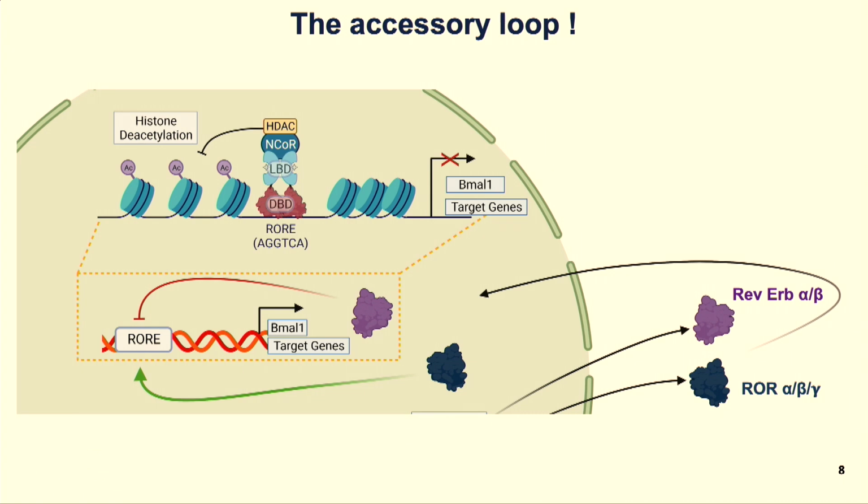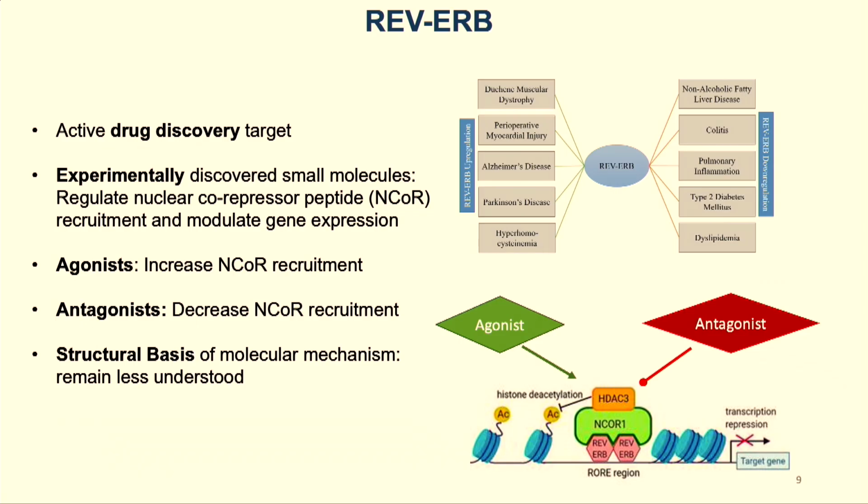So I'll be talking about this particular protein called Rev-Erb, which is a negative controller here. Essentially it is a transcriptional repressor. It's also a nuclear receptor, so essentially there are certain ligands which bind to it. It goes into the nucleus, binds to this region, and stops the transcription of these genes. So it's a negative regulator of this particular loop, and this is the protein that we are interested in. Why are we interested in this?